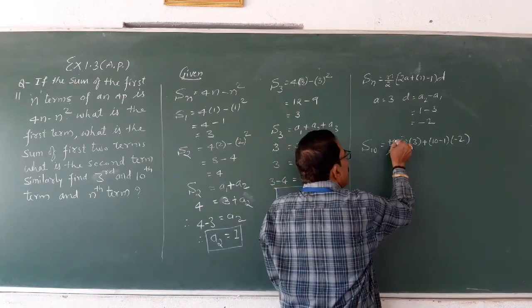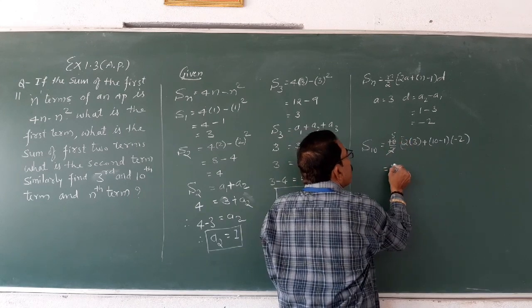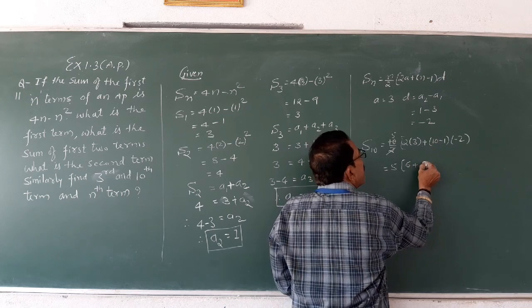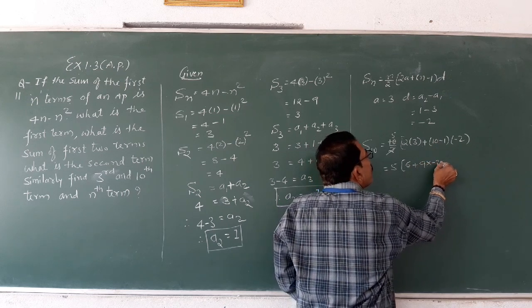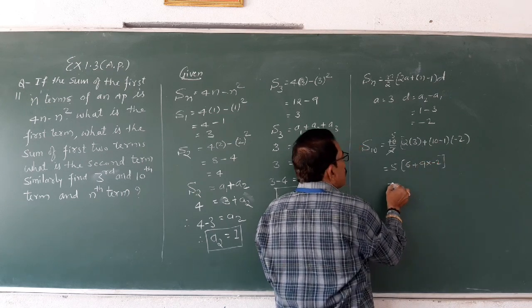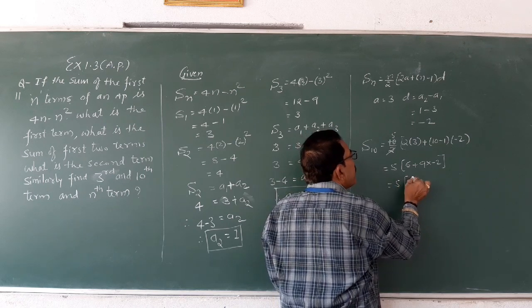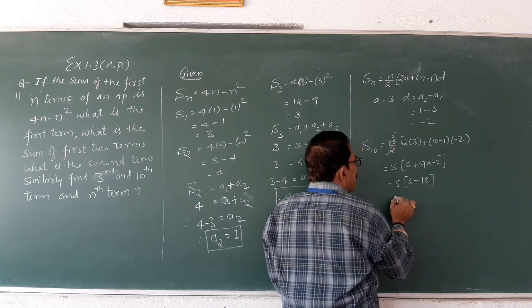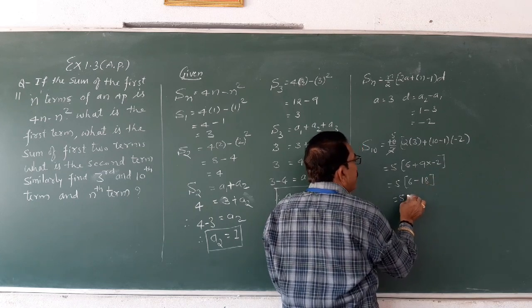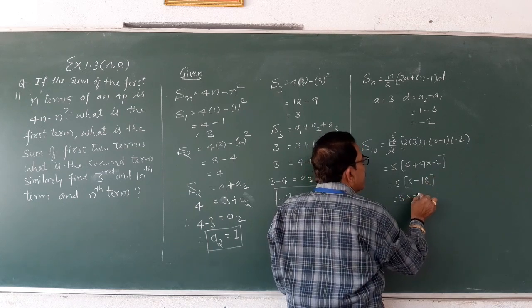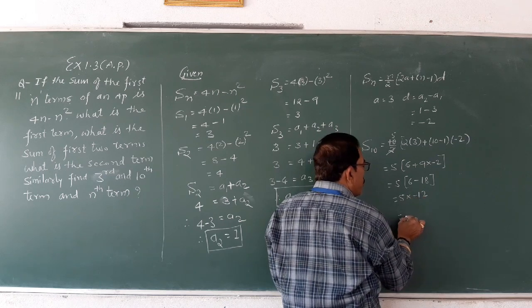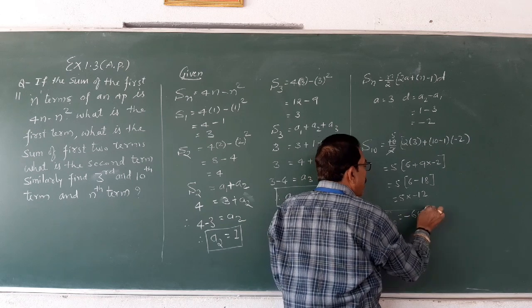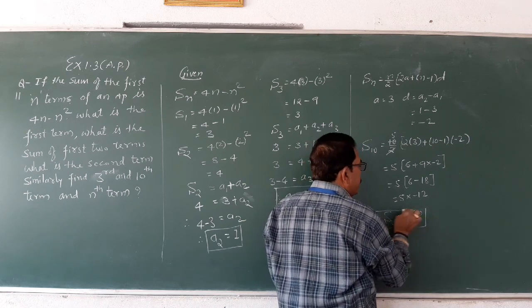Okay, 2 1s are 2, 5s are, that is equal to 5 in the big bracket 2 3s are 6 plus 10 minus 1, 9 into minus 2. So 5 in the bracket, 6 minus 9 2s are 18. So 5 into minus 12, which is equal to minus 60. So S10 equals minus 60.